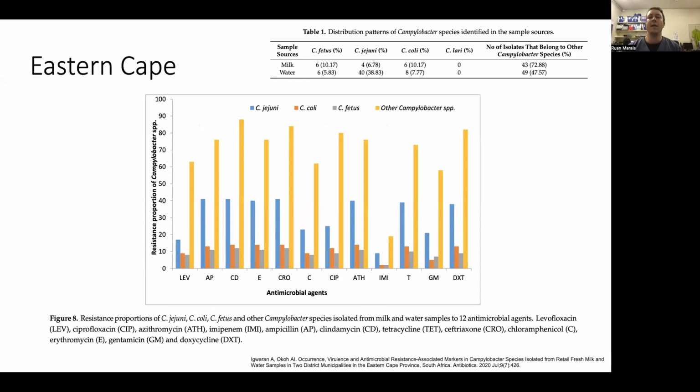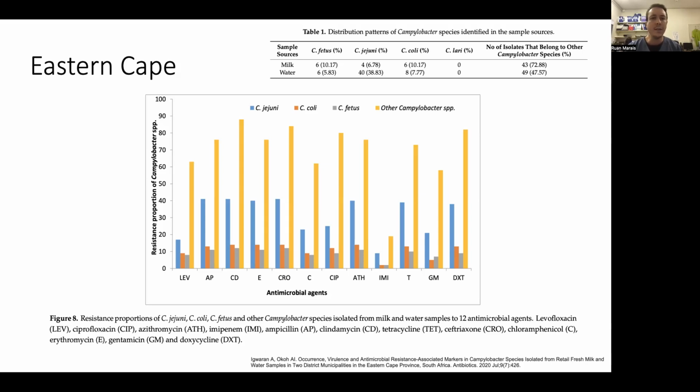So the last two slides, I just want to show results from two other papers, which I found somewhat difficult to interpret and somewhat concerning if the findings are an accurate representation.